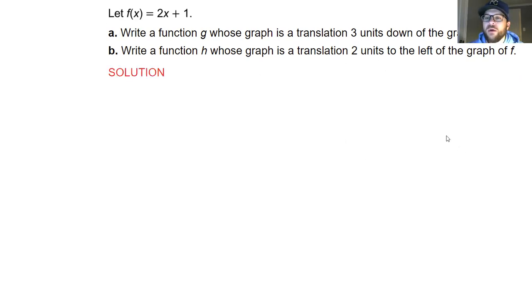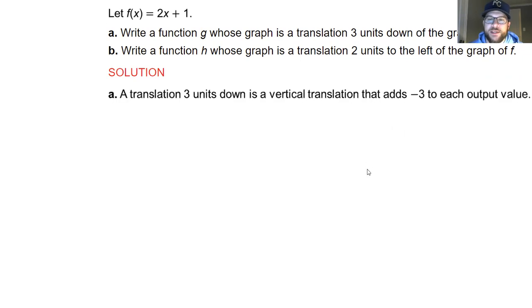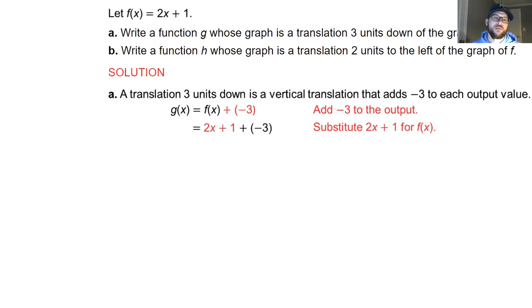And then for g, we're going to translate it 3 units down. So whenever you're going down, that is a vertical translation. And that just means you're taking -3 for down and adding that to each of your output values. Remember last time we had tables. So you're just adding that -3 to all of your outputs. You could also take your equation of f of x and just add -3 to your outputs. So you have your f of x, which is 2x plus 1, adding a -3 to it, and that just becomes 2x minus 2, and that's your new g of x function.